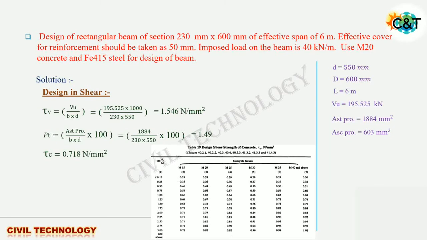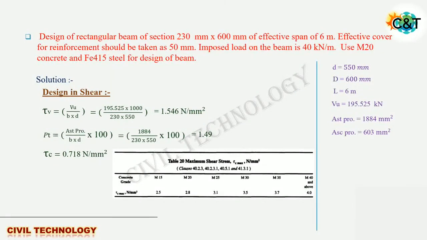Another stage we have to calculate is the maximum shear strength of the concrete. For that also we have to refer to one table given in IS 456. It will vary based upon the grade of your concrete. As we use M20 grade concrete, our maximum shear stress will be 2.8 Newton per mm square. Now we have to compare all these three stress values, and depending on that we conclude how our shear reinforcement comes out.